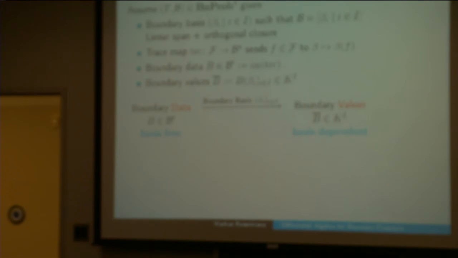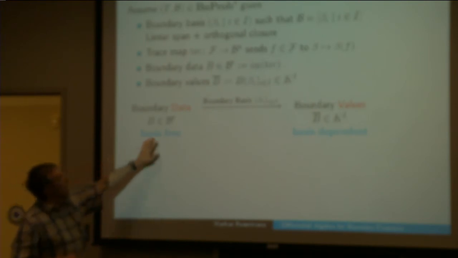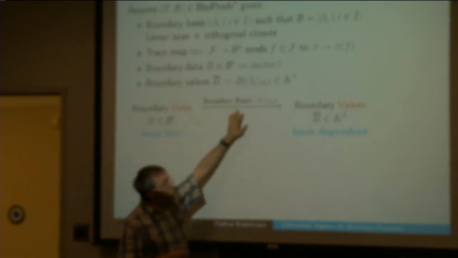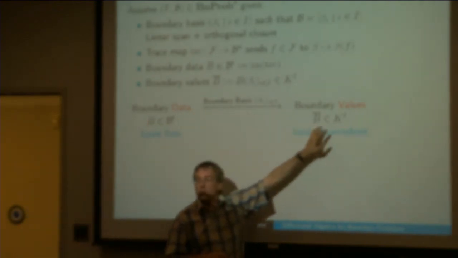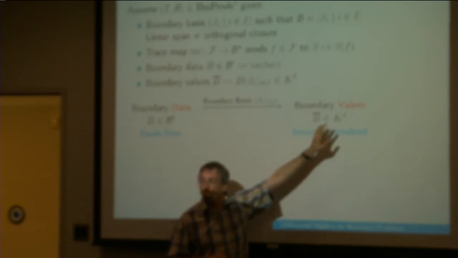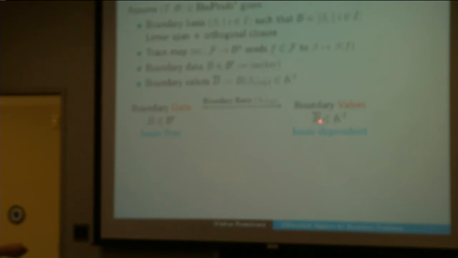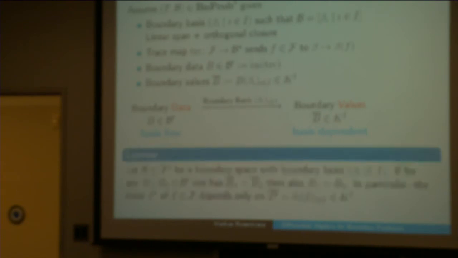So I have a situation similar to linear algebra. I have a basis-free, abstract description. This is boundary data. And then after I choose a basis, I get something like coordinates. That's a component description in terms of boundary values. So that's the B bar associated with this boundary data. That, of course, depends on the basis.